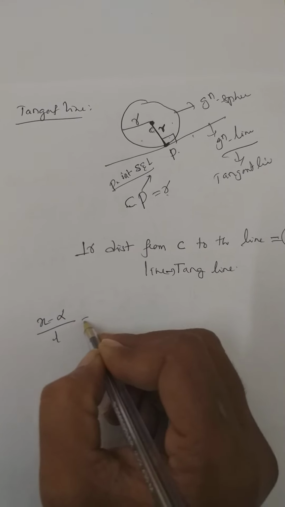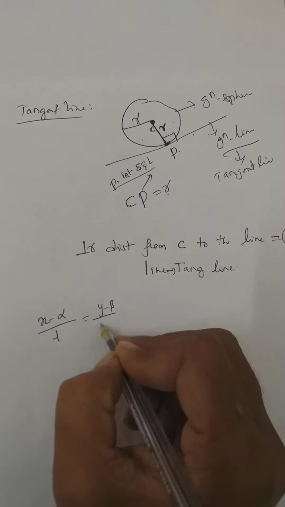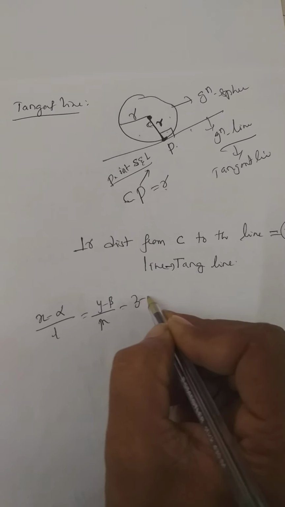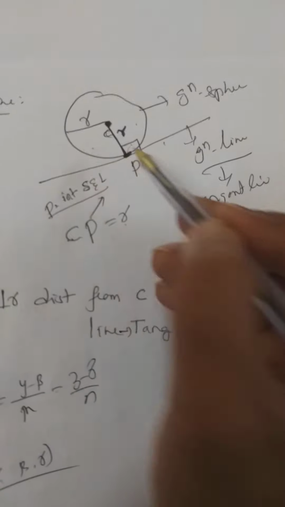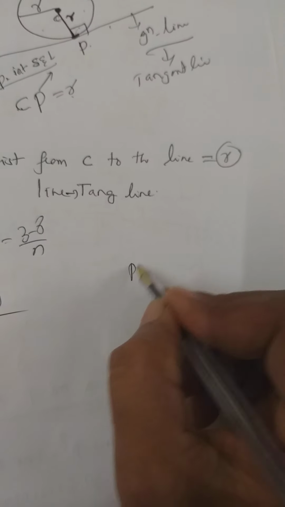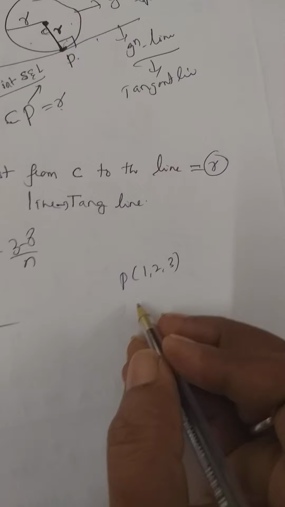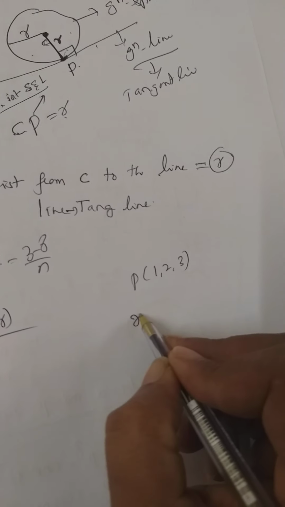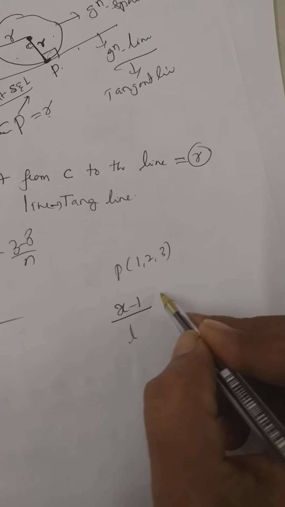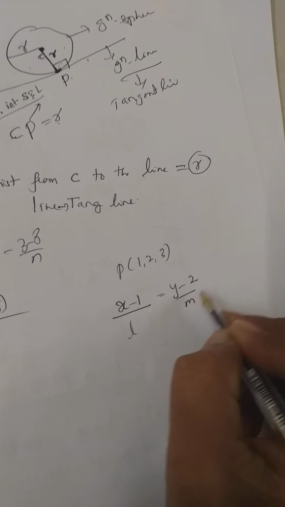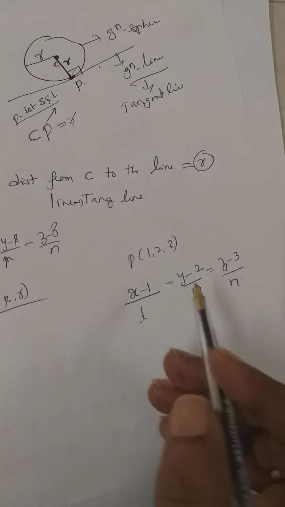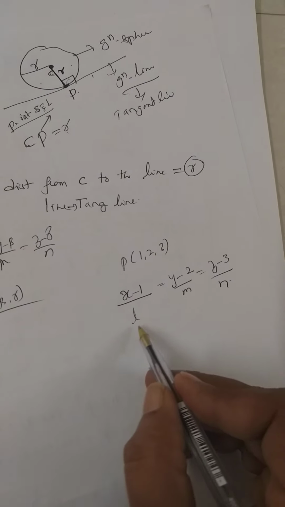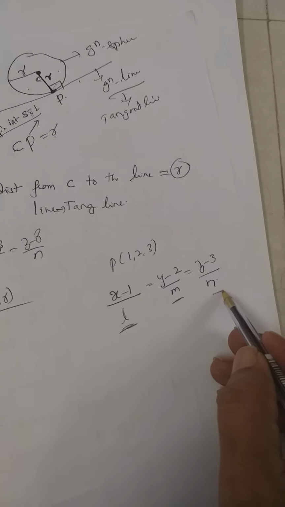x minus alpha by L is equal to y minus beta by m is equal to z minus gamma by n, where alpha, beta, gamma is a point. If you know the coordinates of P, suppose the coordinates of P are 1 comma 2 comma 3, then we can write the equation of a line. x minus 1 by L is equal to y minus 2 by M is equal to z minus 3 by N. Now we got the equation of a line, but we don't know the values of L, M, N.